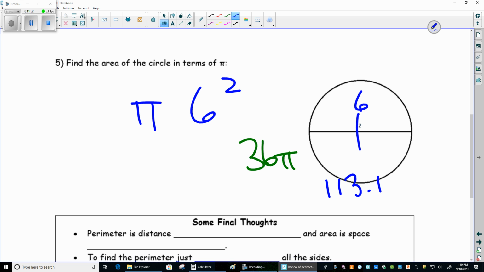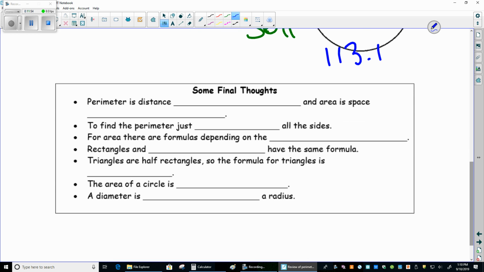All right, some final thoughts then, guys, and we are done. Perimeter is the distance around, and area is the space inside. To find the perimeter, you obviously just add everything. For area, there are formulas depending on the shape. Rectangles and squares have the same formula, because a square is just a special type of rectangle.